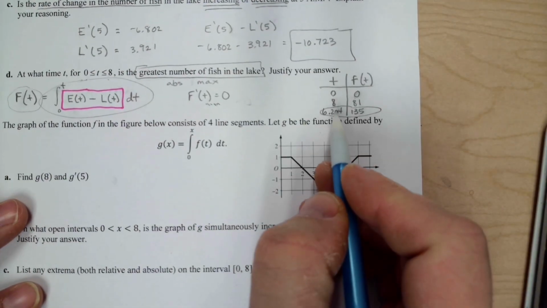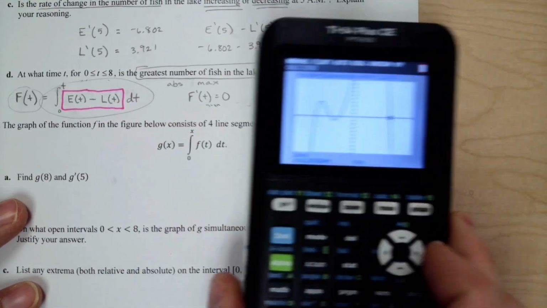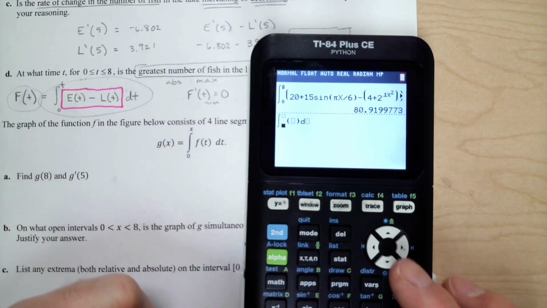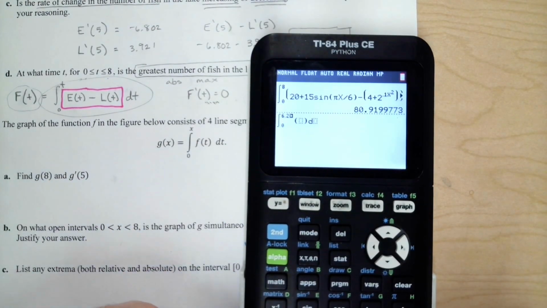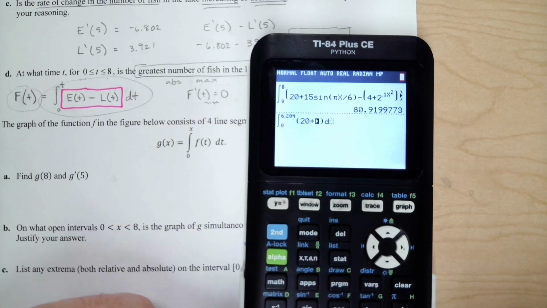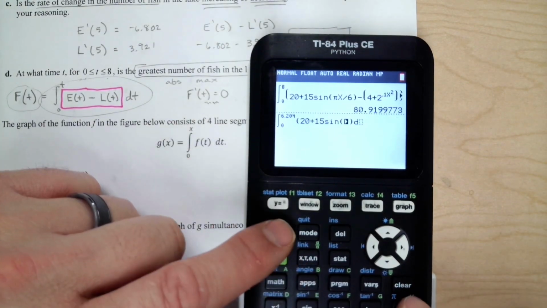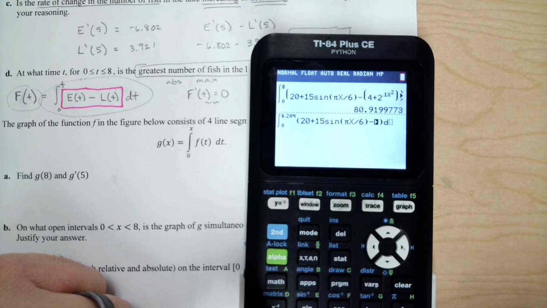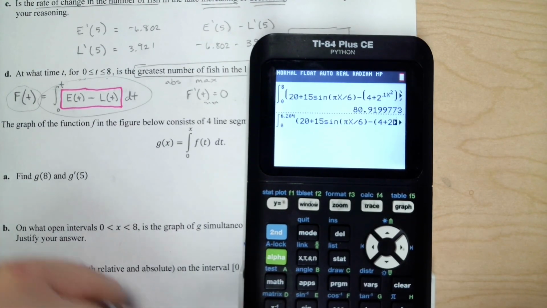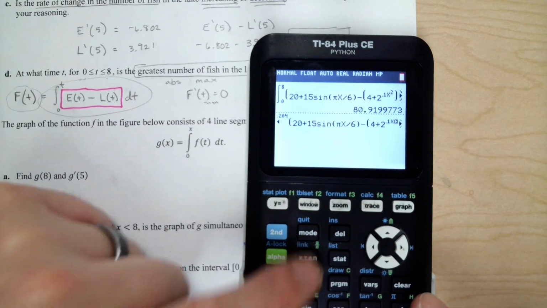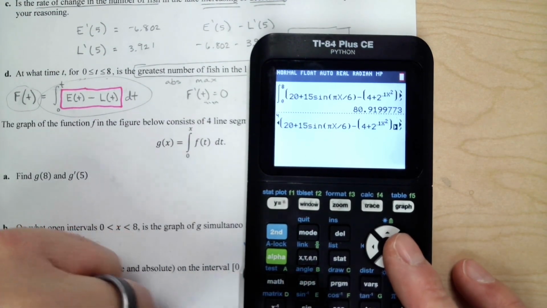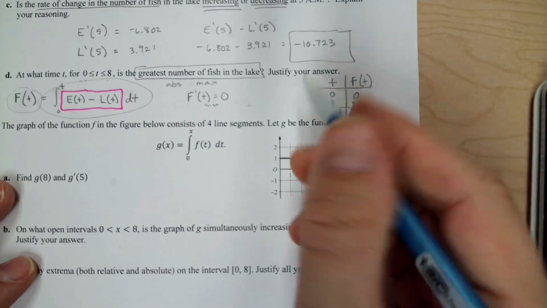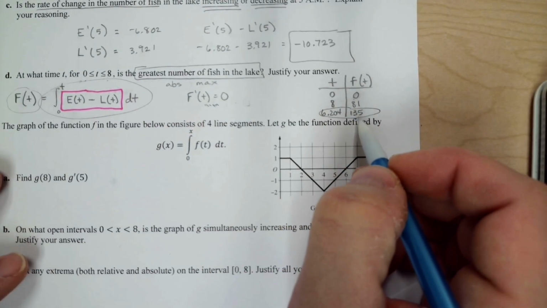So this is the only other number in the t-chart that makes sense to plug in. So if I go back to the home screen and I go math 9 and I go 0 to 6.204 for 20 plus 15 sine pi x divided by 6, we're going to go minus parentheses 4 plus 2 to the 0.1 x squared dx, 135. So that critical value gave me my absolute max.